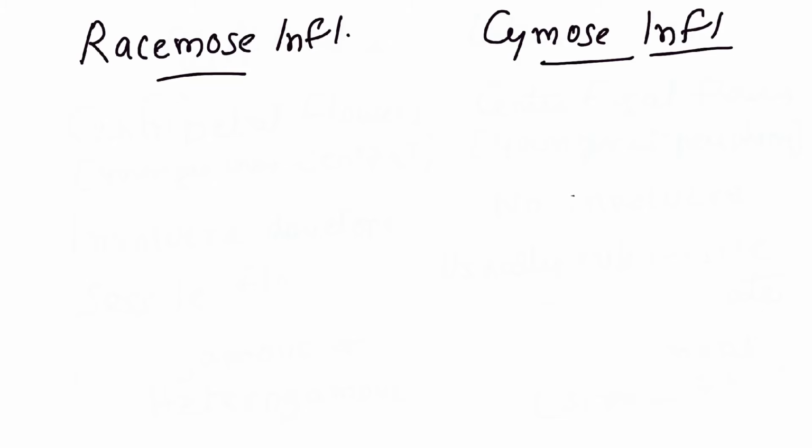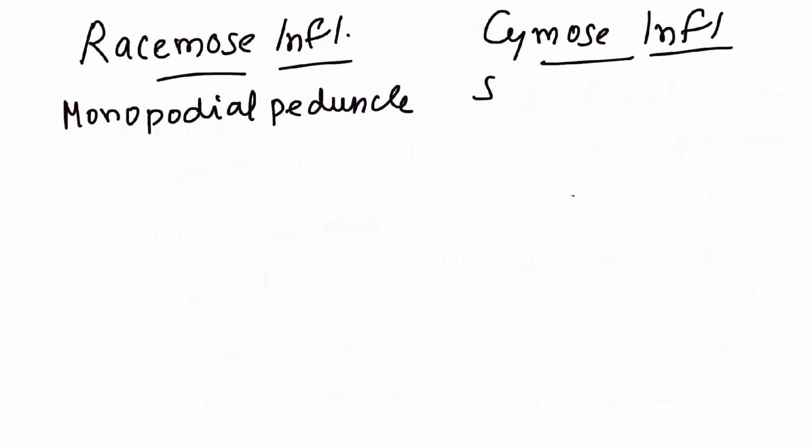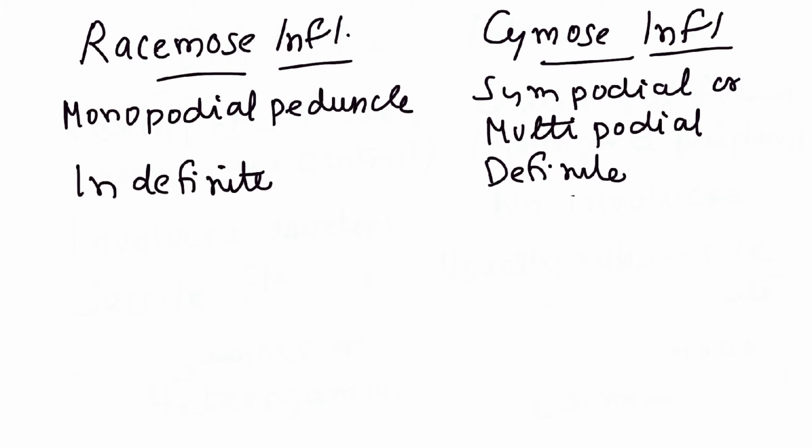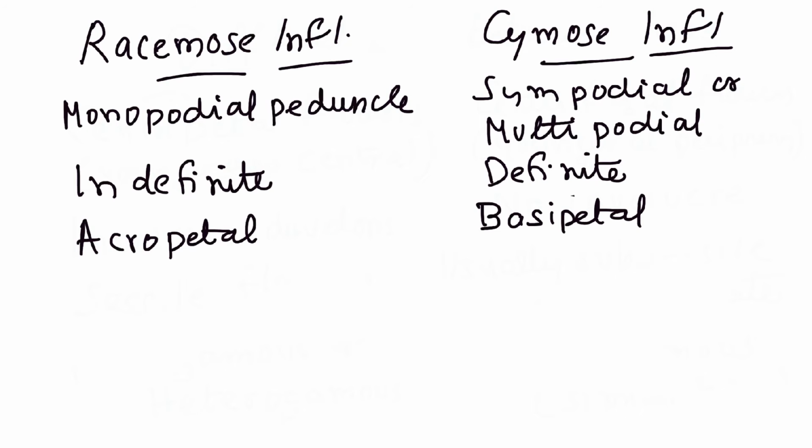Now let's have a look at the key differences between Racemose inflorescence and the Cymose inflorescence. We begin with how the peduncle, that is the inflorescence axis, the axis on which the flowers are arranged, has developed. So in Racemose, it's monopodial. Basically, it refers to the terminal stem growth, which is single, from which the peduncle is developing. Cymose is sympodial in the sense that it could be the base of the axillary branch with the lateral branches joining together, or multipodial, that means multiple branches are involved. So that's from where the peduncle has developed.